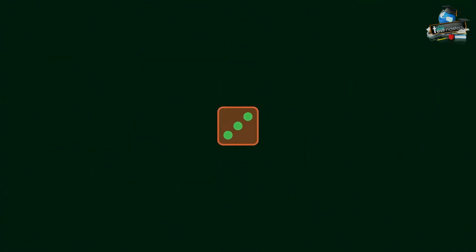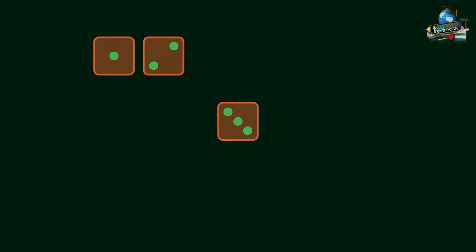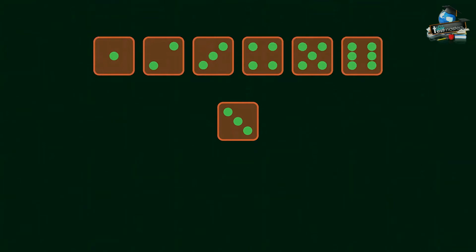Consider a standard dice. When rolled once, the sample space for this would be 1, 2, 3, 4, 5 and 6. Any of these outcomes are possible.